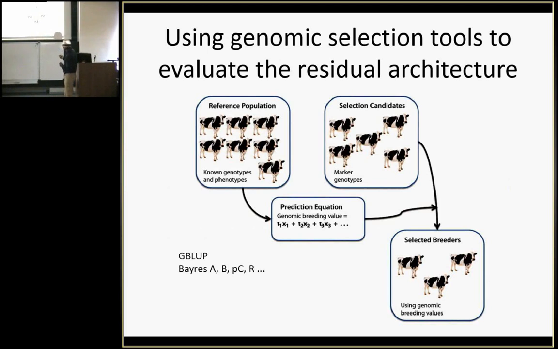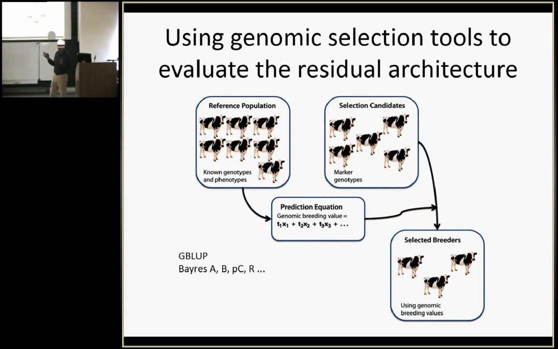So they try to develop the best possible models, and what they want is to be able to go into the general population, including a very small calf or even an embryo, take the DNA, genotype the DNA, and apply the prediction equations to predict the phenotype that this animal will have in the future.